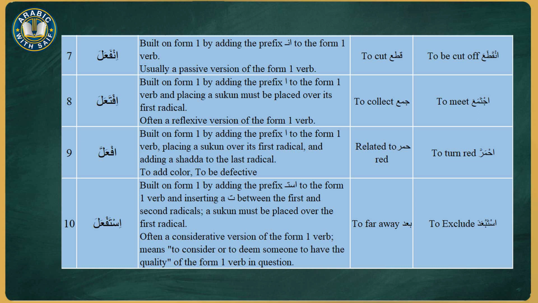The form number 8, افتعل, built on form 1 by adding the prefix alif to the form 1 verb and a sukun must be placed over its first radical, often a reflexive version of the form 1 verb. For example, the root جمع means to collect. On the measure of form افتعل, اجتمع means to meet.